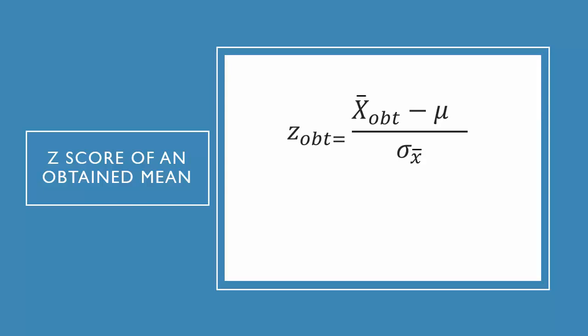So what we're seeing right here looks very similar to a z-score for one individual, but now we're looking for the z-score for the whole sample. So we're looking at x bar minus mu divided by sigma sub x bar. And sigma sub x bar is sigma divided by the square root of n.